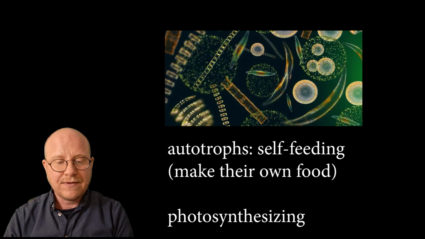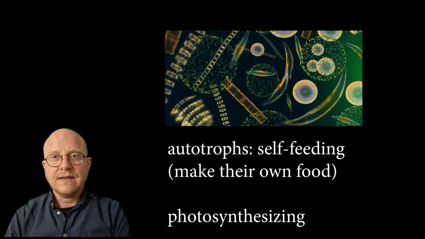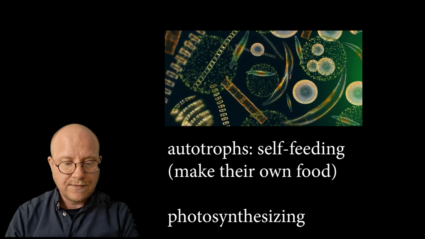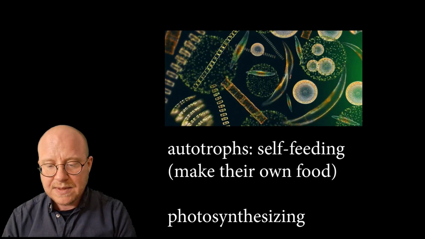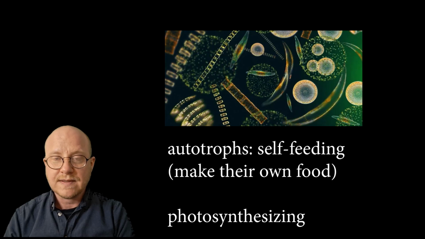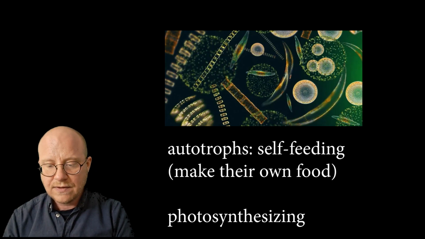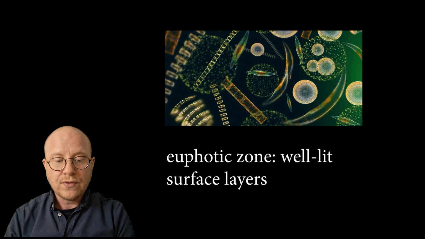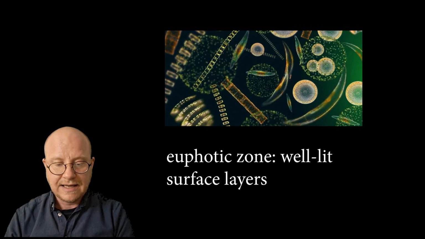Phytoplankton are autotrophs. That means self-feeding. Remember the word troph, like in eutrophic and trophic levels. Trophic just has to do with food or feeding. So phytoplankton are autotrophs, self-feeding. They obtain their energy through photosynthesis, using light from the sun. They are found in the well-lit surface layers, the euphotic zone, of oceans and lakes.